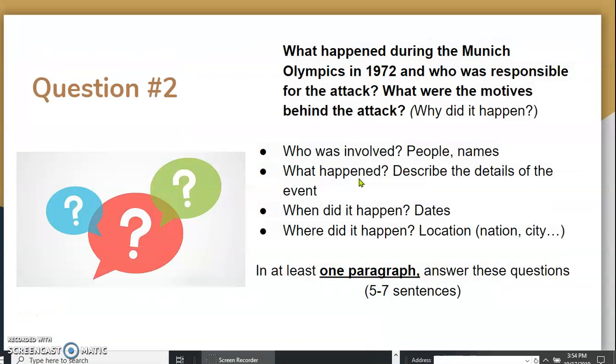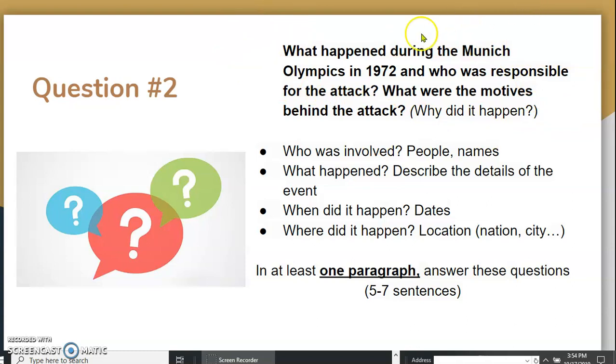Okay, question 2 wants you to answer the following question. What happened during the Munich Olympics in 1972 and who was responsible for the attack? What were the motives behind the attack? In other words, why did the attack happen? Again, these are politically motivated, so make sure that you go back and you look at the lesson.